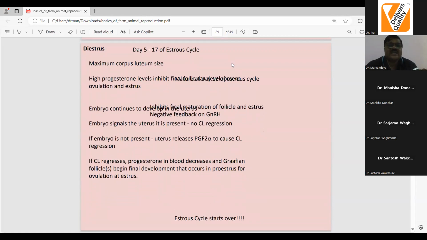The diestrus stage is the maximum stage. It is nearly 15 to 17 days. It is not 5, it's 15 to 17 days. And the most important thing is that in this predominant stage, the CL is structurally and functionally developed up to day 7. From day 7 to day 14, it is a developed type of activity. And from the 15th day onwards to 17th day, it's a regressing type of activity.